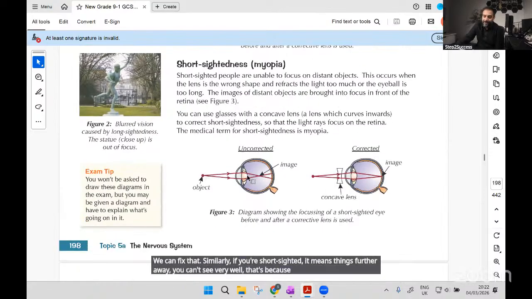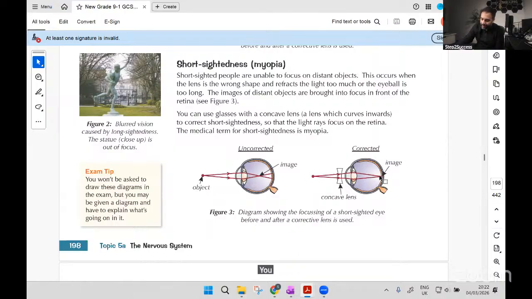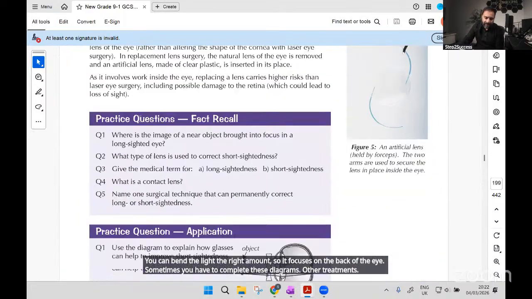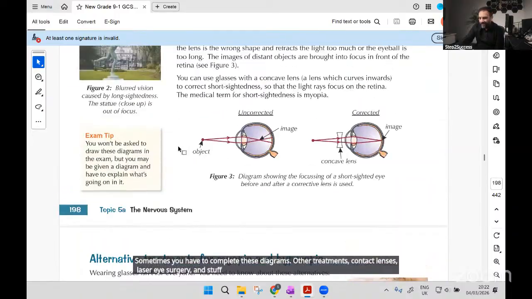Similarly, if you're short-sighted, it means things further away you can't see very well. That's because your lens is too fat, because it's not thinning, because your muscles aren't working properly. And so again, by wearing some lenses, you can bend the light the right amount so it focuses on the back of the eye. Sometimes you have to complete these diagrams. Other treatments are contact lenses, laser eye surgery and stuff, and that's pretty much it for the eye.